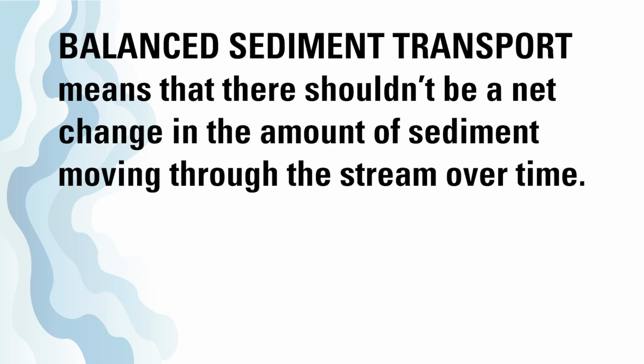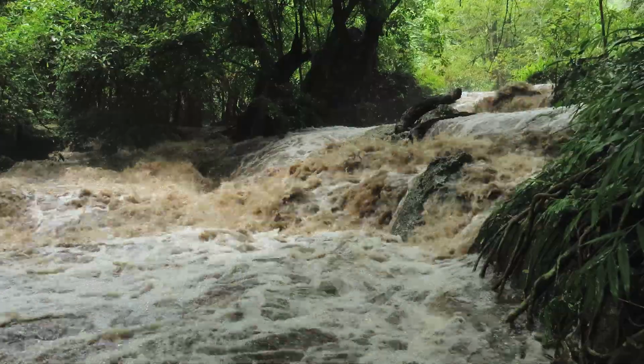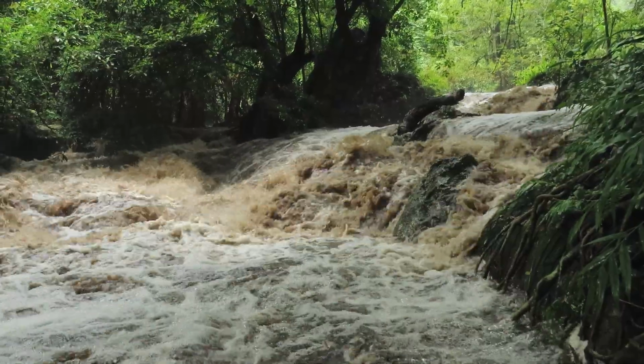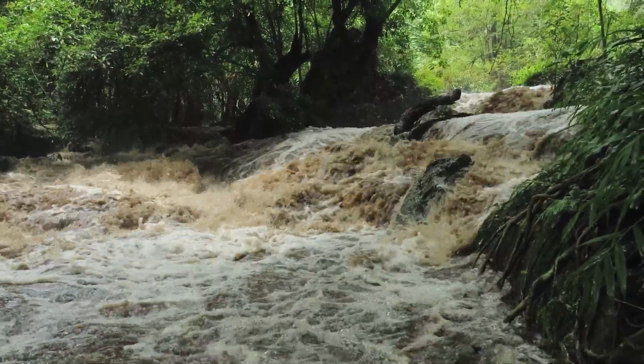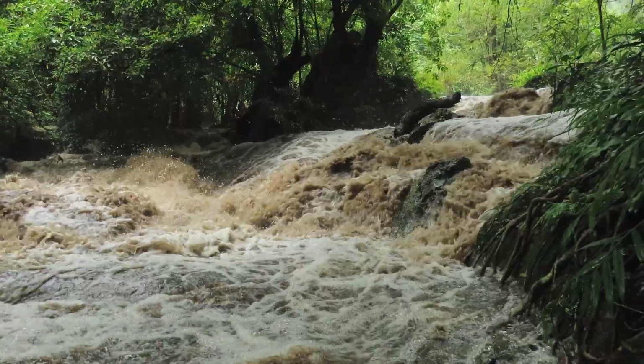Balanced sediment transport means that there shouldn't be a net change in the amount of sediment moving through the stream over time. Some minor erosion and deposition is to be expected in a healthy stream ecosystem, but disturbances can lead to more severe erosion, resulting in excessive sediment deposition along downstream reaches. This transported sediment can bury habitats and may also introduce pollutants into the stream.